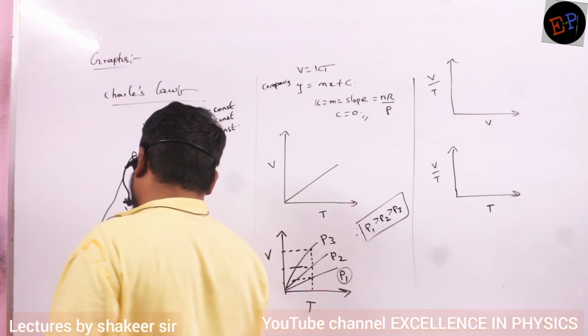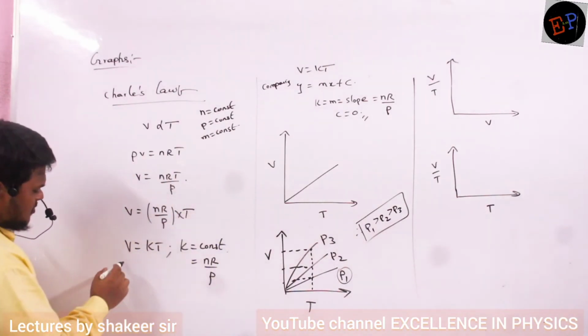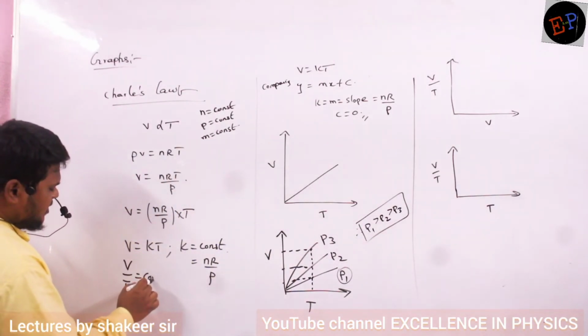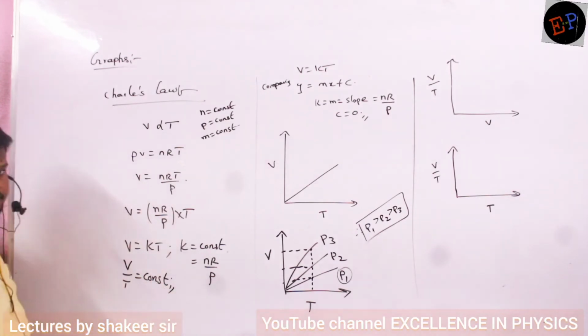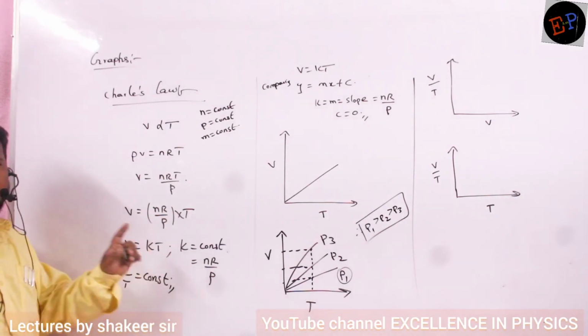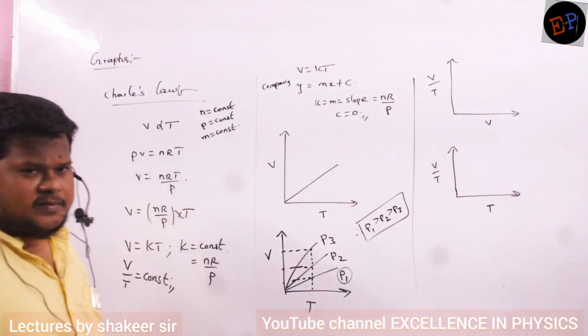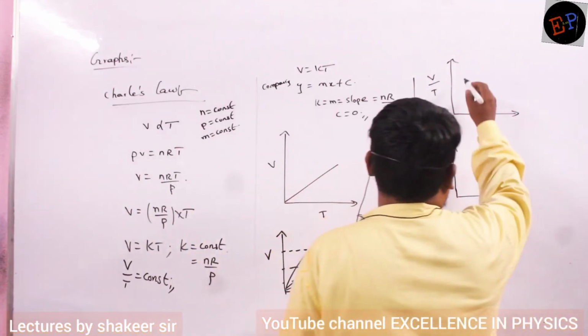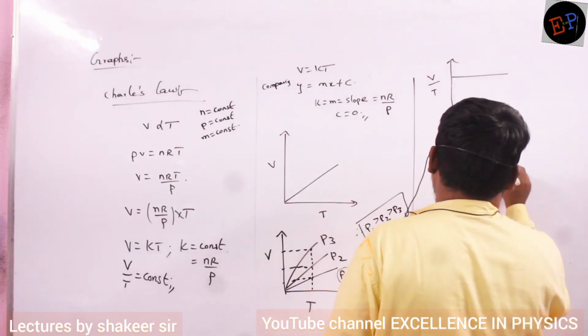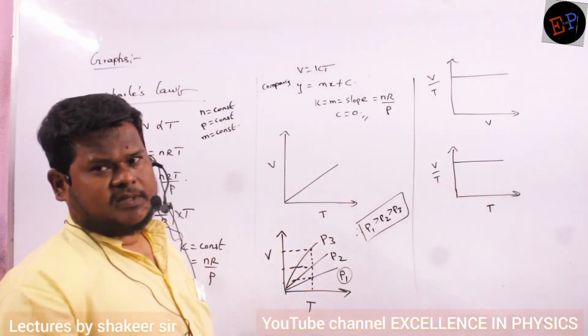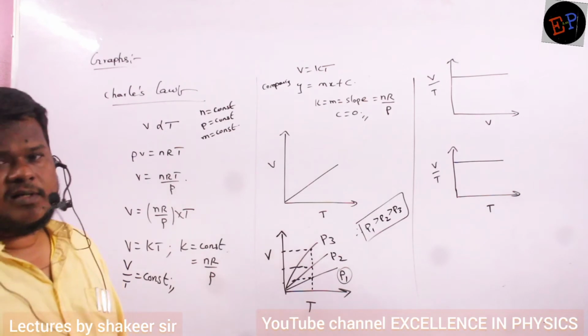Why? Because V is equal to K into T. So therefore, what is V by T? V by T is a constant. Clear? V by T is a constant. So whatever may be the volume, whatever may be the temperature, the ratio of V by T always remains constant. So therefore, the graph will be a straight line parallel to the x-axis. Understood now? So this is how you have to analyze the graphs.